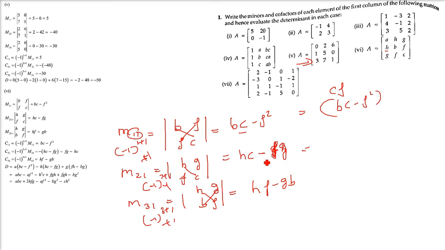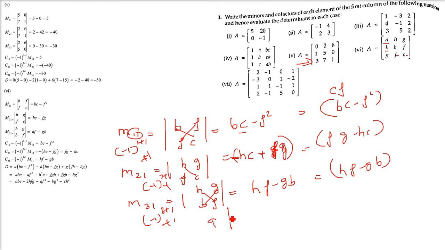So just write it like this. BC minus F square. Just apply negative here. Since it is HC minus FG, you can write it as FG minus HC. Then we have HF minus GB, because it will remain the same. Only the middle one changes, because we have applied the negative. In order to find out the determinant, it's quite easy now, because already the cofactor we have found out. So you don't have to worry about sign. Just multiply A with the first, M11, H with M21 and G with M31, and add them.